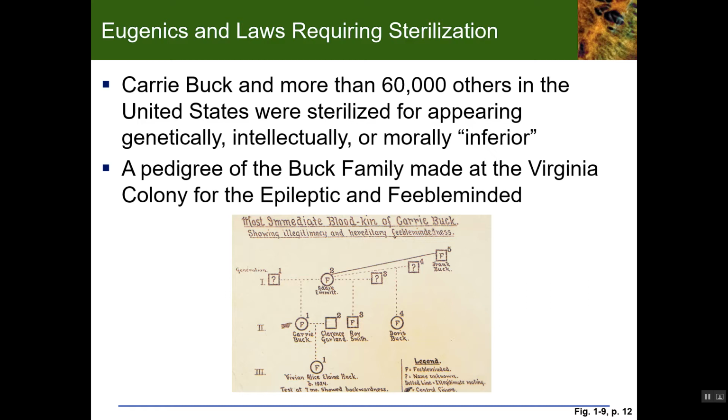If you look there under the legend, you'll see F for feeble-minded, name unknown. And from what I understand about Carrie Buck, she wasn't feeble-minded, or at least not in any kind of hereditary way, nor did she have any illegitimate children. I think that was a cause of concern, that she had been promiscuous or had illegitimate children, if I remember the story correctly. But none of that was true. So they were just utilizing this to make a particular case.